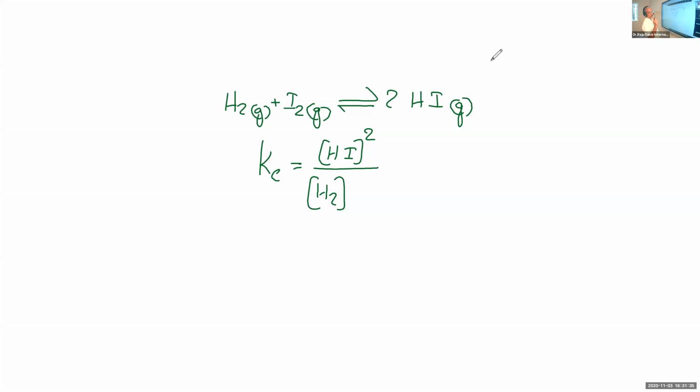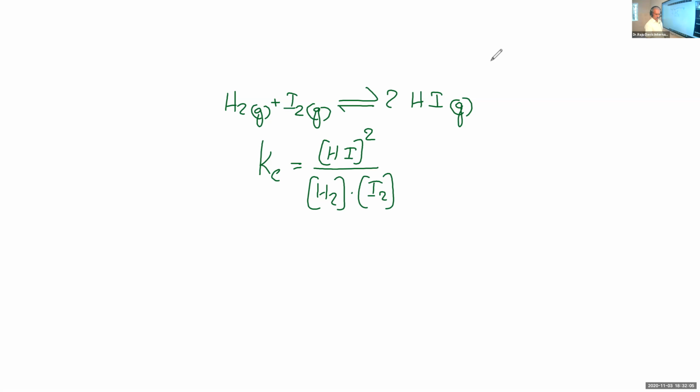The coefficient of H2 is 1, so you need not write it again; the concentration of H2 is the same as the concentration of H2 raised to 1. Then wherever there is a plus, you multiply by the concentration of I2 raised to 1. Only one I2, raised to 1. And that is the equilibrium constant for the reaction.